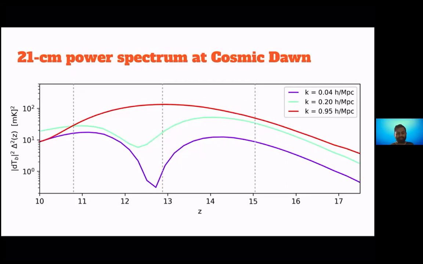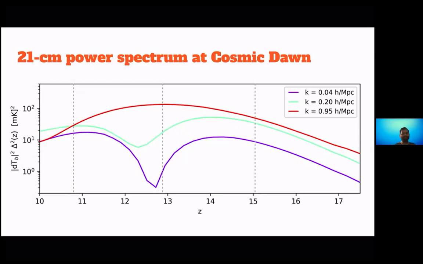In this plot, I show the evolution of the 21 centimeter power spectrum at three different wave numbers, K values, over different redshifts. In this plot, we can clearly see two peaks in the power spectrum. The first peak represents the Lyman alpha coupling, and the second peak corresponds to the X-ray heating.